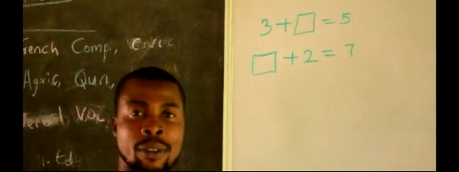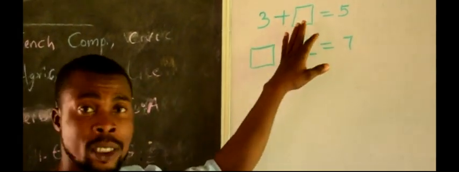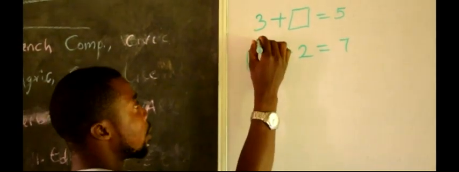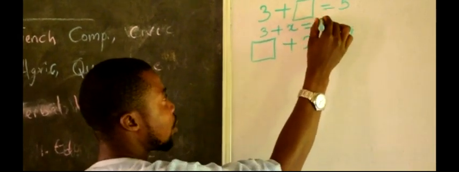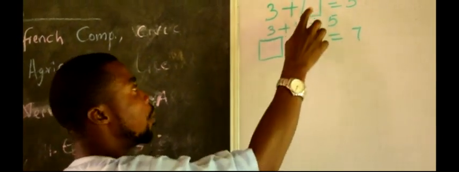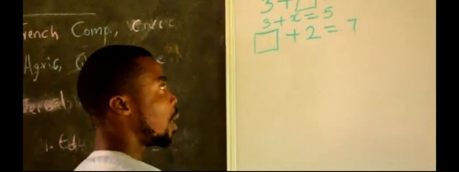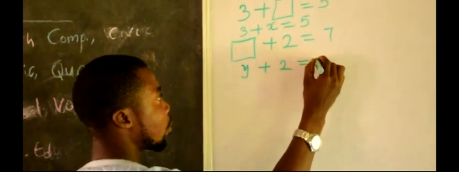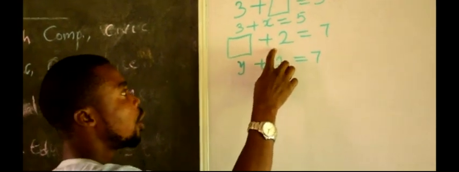Here, you will be looking for the missing number in this equation. But when you now advance to secondary school, the box will not be there. Instead, this is what will be written. Which means that this box has been changed to letter, which is X. Likewise this, which means that this box has been changed to letter.